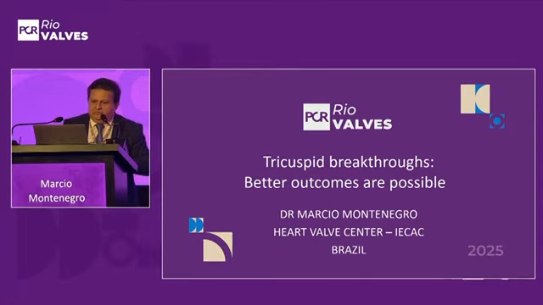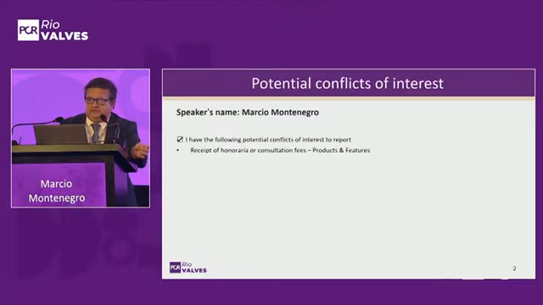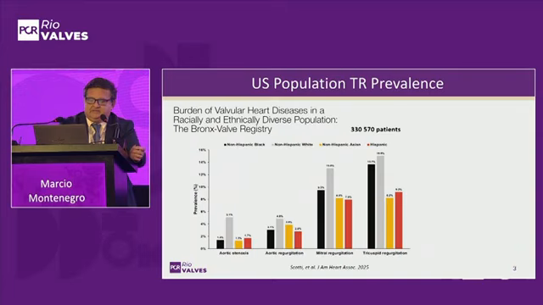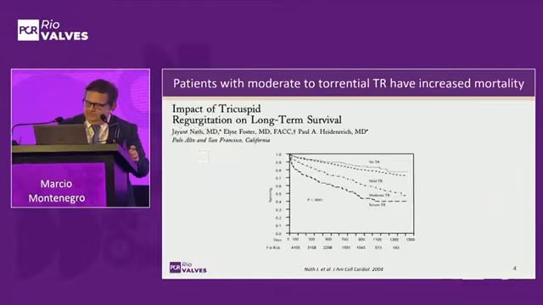Yes. First, congratulations, Adolfo, for bringing us this terrific case, a free contrast. It's really impressive with the final result. So in the next minutes, I'm going to share with you tricuspid breakthroughs, better outcomes are possible. This is my conflict. So it's important to look at the burden of the tricuspid regurgitation in comparison with aortic stenosis in this registry from Bronx. It's really impressive how many patients we have with tricuspid disease. So it's really a disease that you cannot forget anymore.